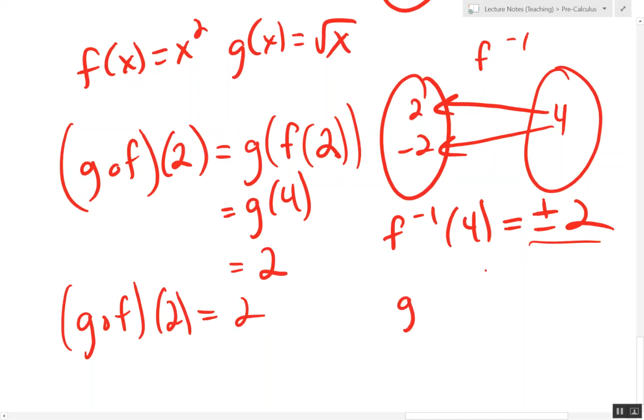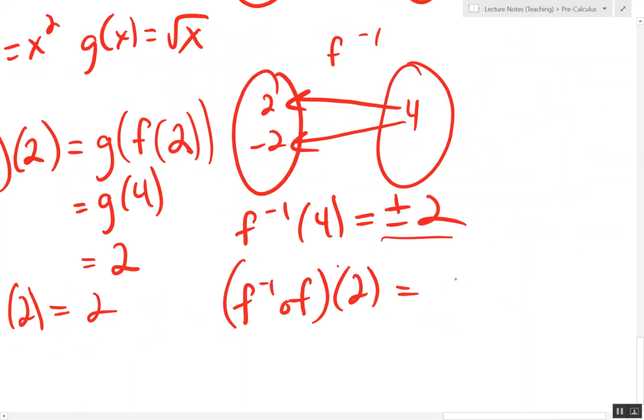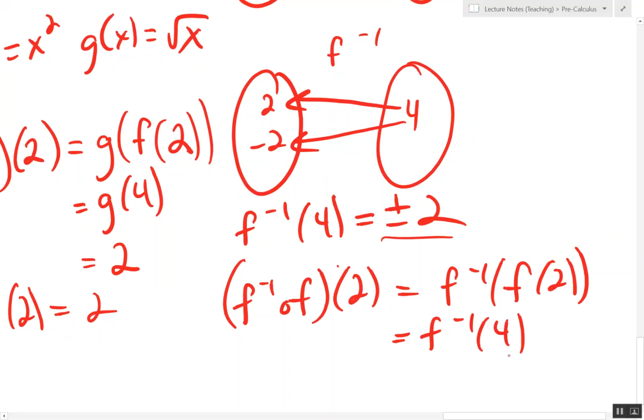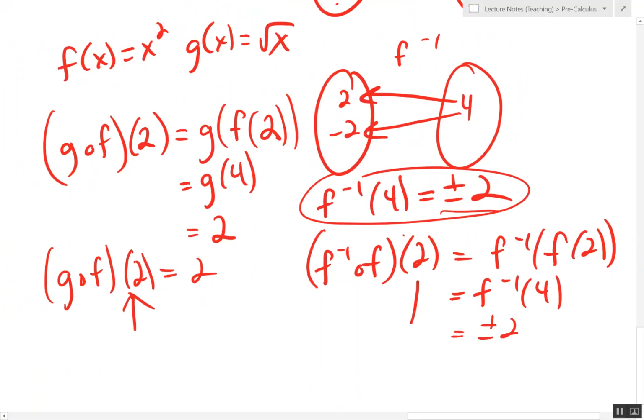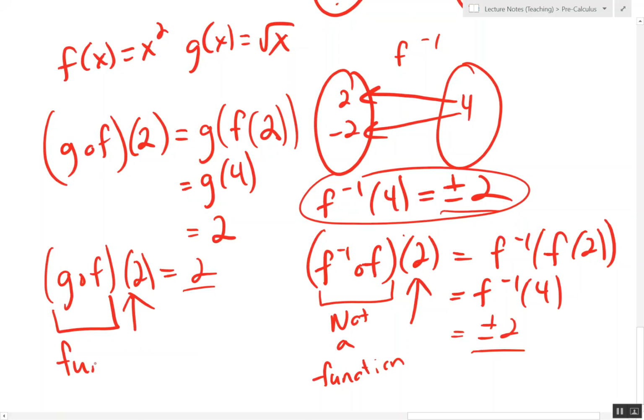So notice that if we look at f inverse circle f of 2, we get f inverse of f of 2. f of 2 is 4 just like before, but because of this argument right here, we get plus or minus 2. So notice that on this domain element, I get two different things, and in fact, this is not a function, whereas this expression is a function. So that's kind of the issue here.